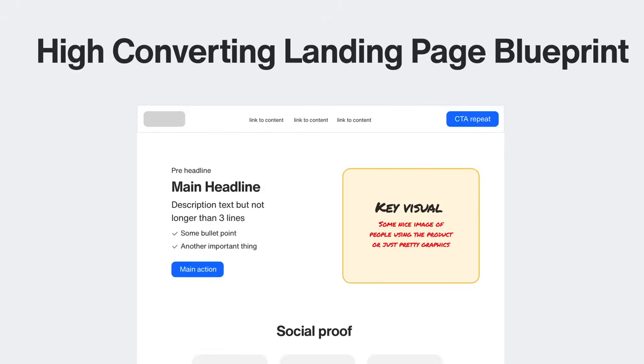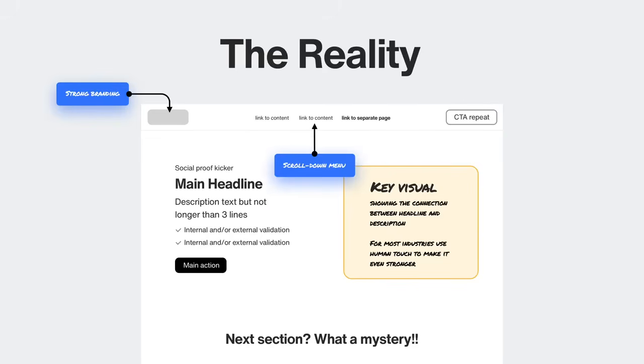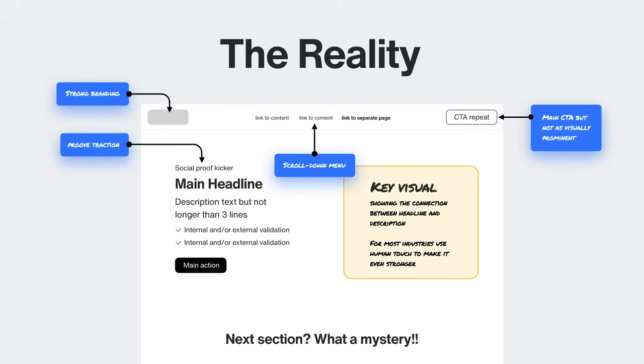And then notice how on those blueprints they always show the CTA repeat the exact same color and style as the main one. We don't want that because we don't want it to compete for attention with the main CTA. That's why the secondary one is way less prominent, way less visible, and it can light up with a background color once you scroll past the main section. The first section is not a pre-headline, it's a kicker, and you can use it for a little bit of social proof, like proving the traction, like how many users does the platform have.